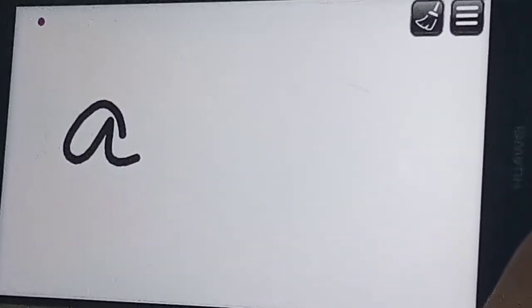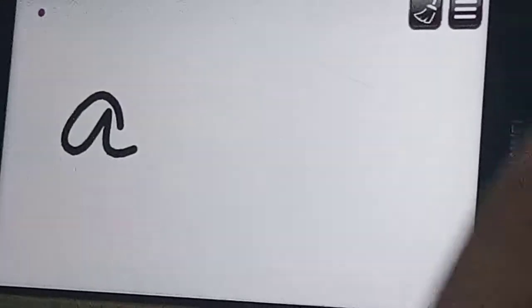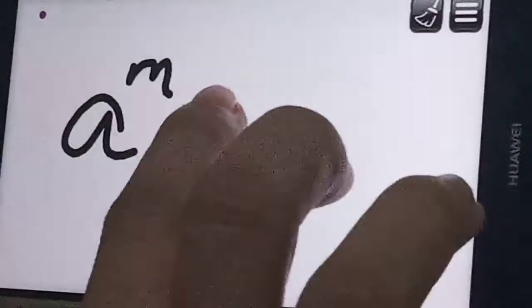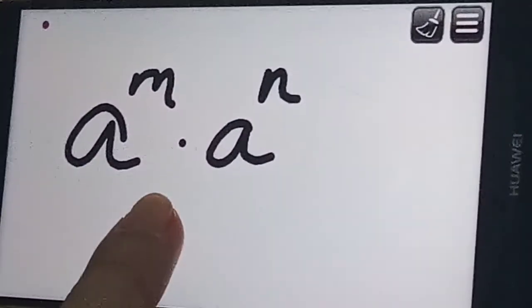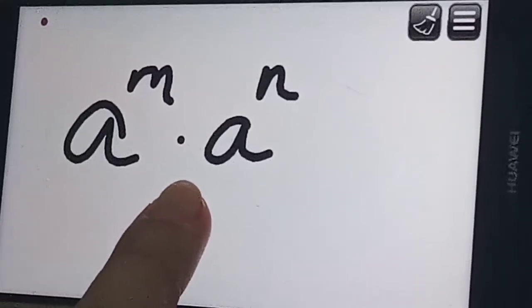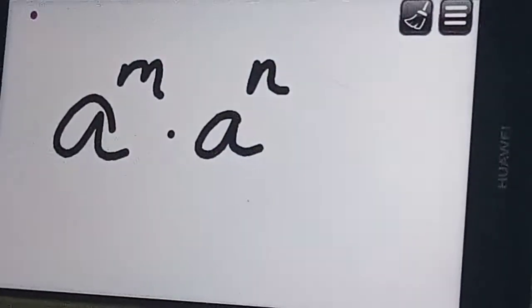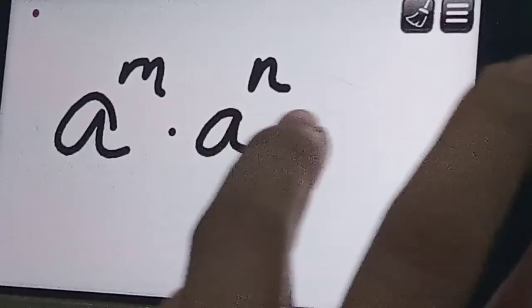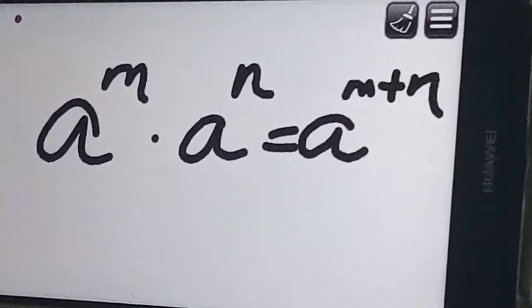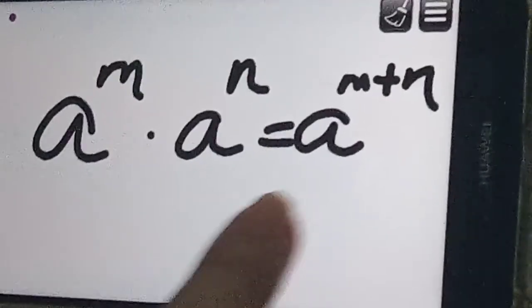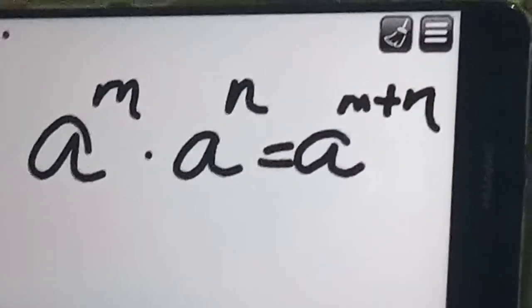Our first law of exponent is a to the m power times a to the n power, for any non-zero real number a, and for any positive integers m and n. What will you do? a to the m plus n power. That is called multiplying powers with like bases.